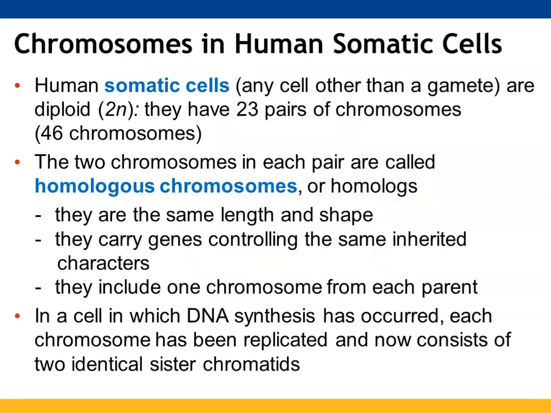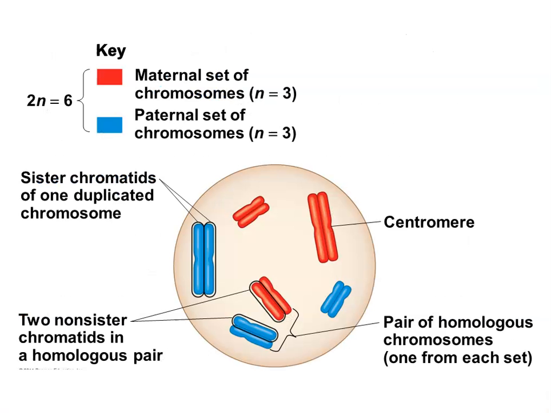Animals specifically, and we're going to focus on humans here. Somatic cells are all the cells other than your gametes, and they are diploid. They will have 23 pairs of chromosomes. The chromosome that came from mom and the comparable chromosome that came from dad are known as homologous chromosomes or homologs. They are the same length, same shape, and they carry genes for the same inherited characters. You get a chromosome from each of your parents. When DNA has been replicated, you will have two copies of mom's chromosome and of dad's chromosome. When they are together, they are known as sister chromatids.